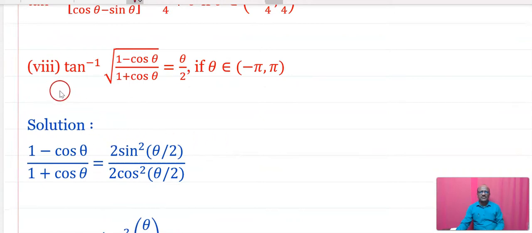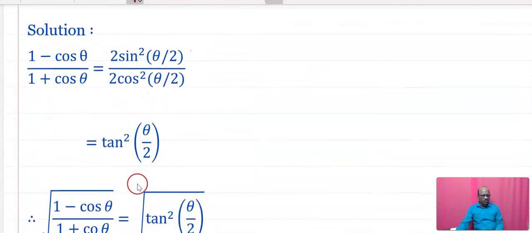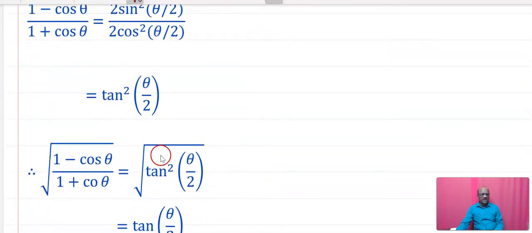Now the next is tan inverse of root of (1 minus cos theta upon 1 plus cos theta) is theta by 2. It's a very simple example. We know from the 11th standard that 1 minus cos theta upon 1 plus cos theta is 2 sin square theta by 2 upon 2 cos square theta by 2. 2 gets cancelled, you will get tan square theta by 2. Taking the square root on both sides, root of (1 minus cos theta upon 1 plus cos theta) is equal to root of tan square theta by 2.